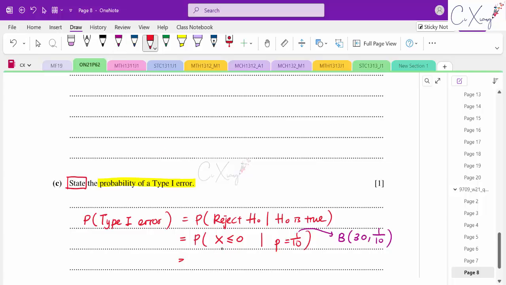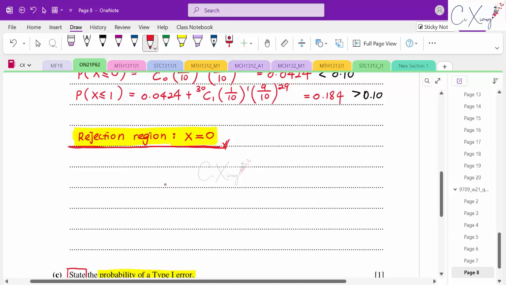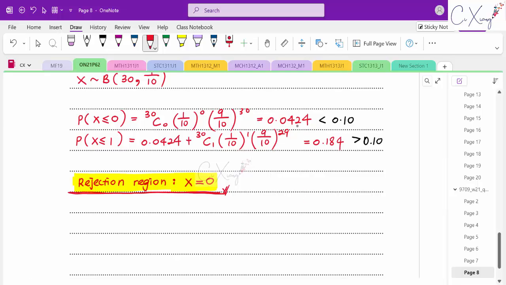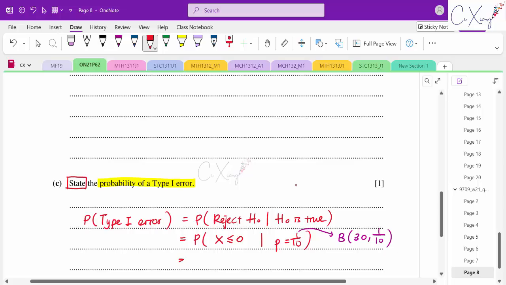Okay, so what's the probability for this one? The probability for x smaller equals to 0. If you try to scroll up just now, you already get the probability for x smaller equals to 0, right? It is actually 0.0424. So actually, you already get the type 1 error just now, which is this. Okay, so we are having 0.0424.